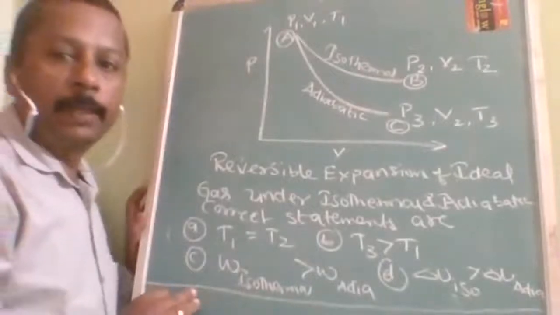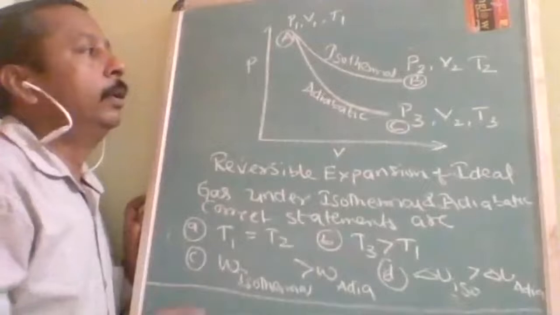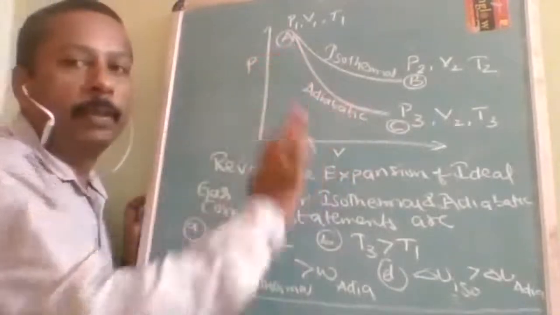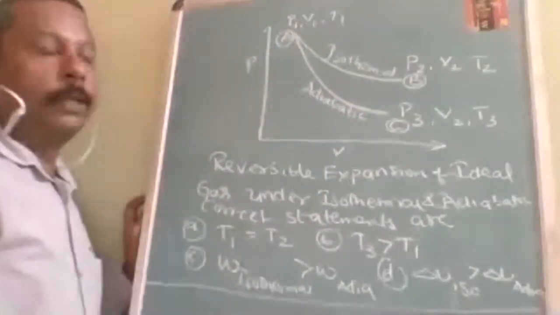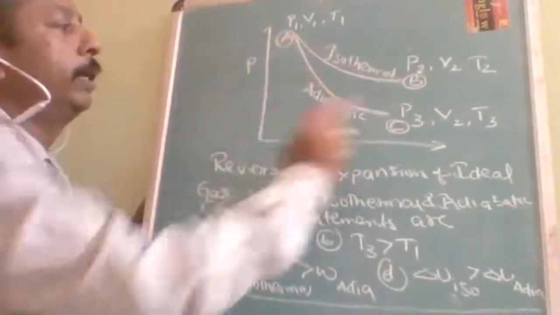Okay, I'm giving you the explanation part of it. This is just a theory-based question. Now, first, this graph you should memorize. Understood? When we are reaching from the same point by isothermal and adiabatic paths.